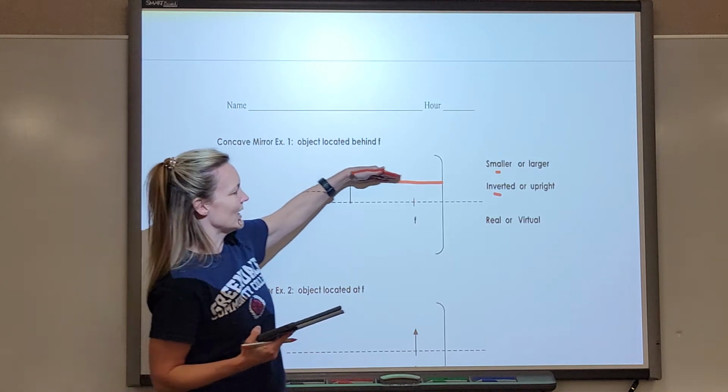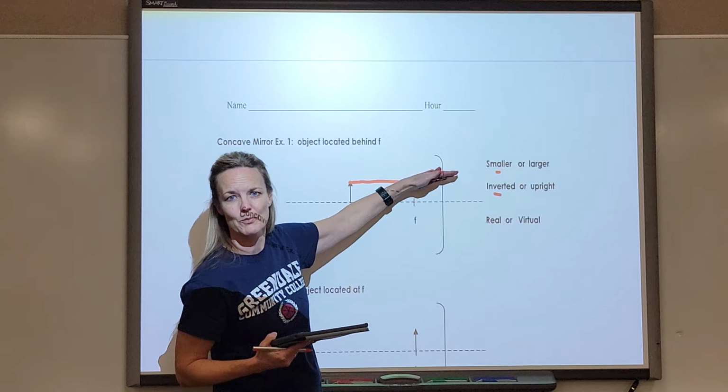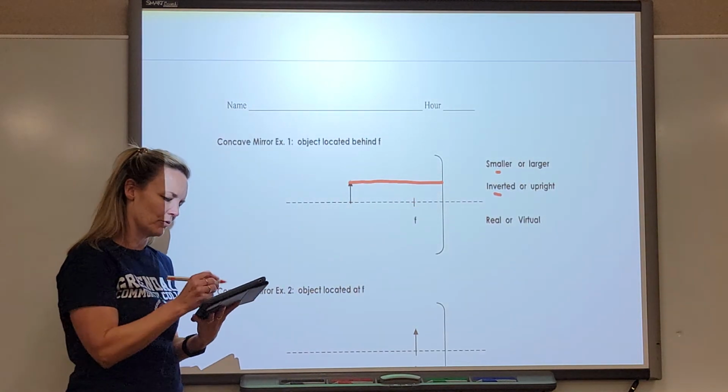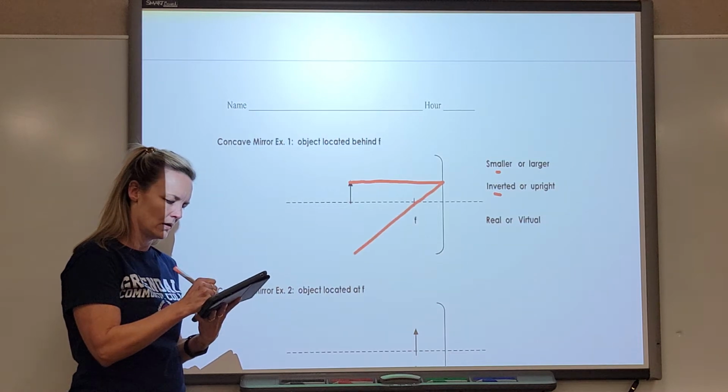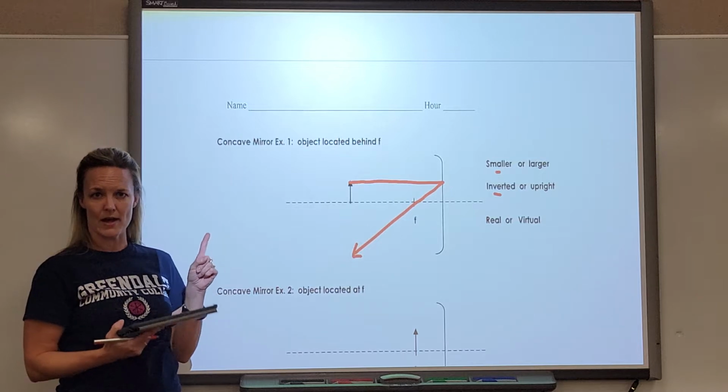Okay, when the light ray hits the surface of the mirror, it bounces off. It always, because of the shape of the mirror, bounces off through the focal point. So it hits the mirror, bounces off through the focal point, and away it goes.